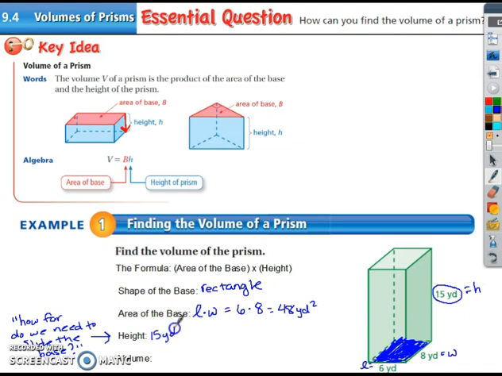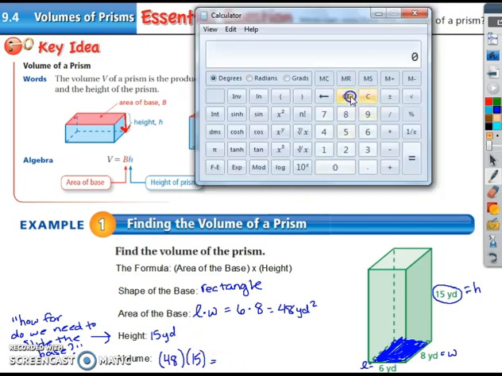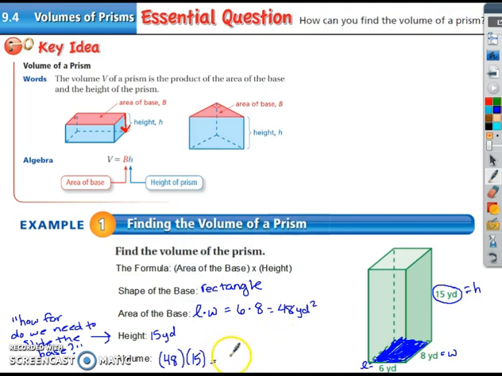To find my total volume, I just follow the formula above. The area of my base is 48. The height of my pyramid is 15. So 48 times 15 is going to be my volume. Now we can use a calculator to do this multiplication. 48 times 15 equals 720. So my volume is 720.